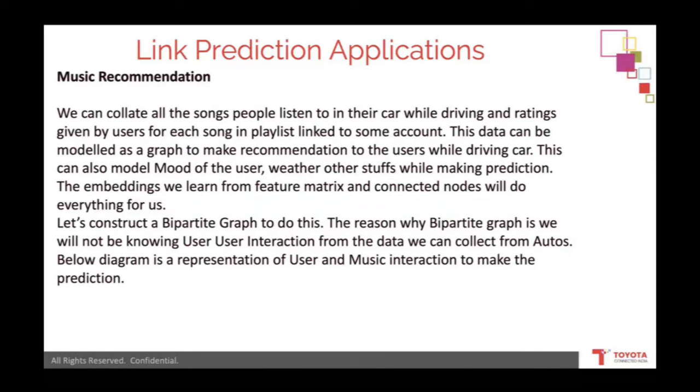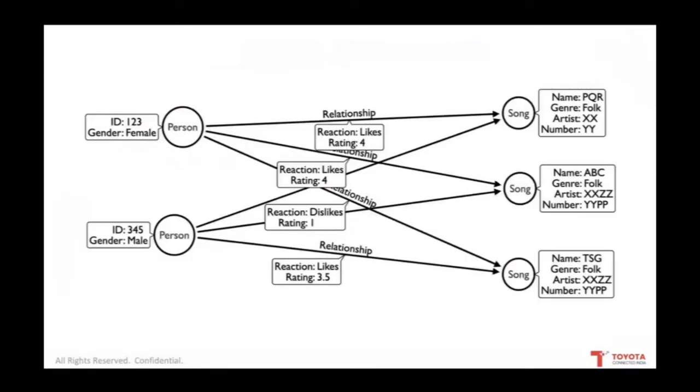We have information about the song, who the author or singer is, and what kind of song it is. So these are all the information we have to build our graph. So let's understand that I have constructed a bipartite graph.